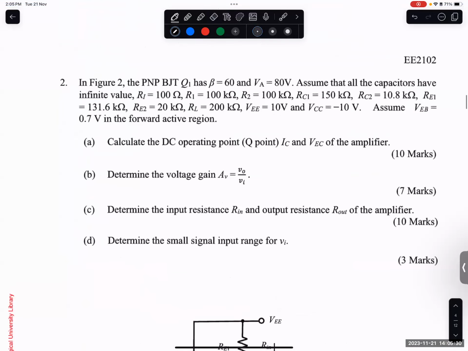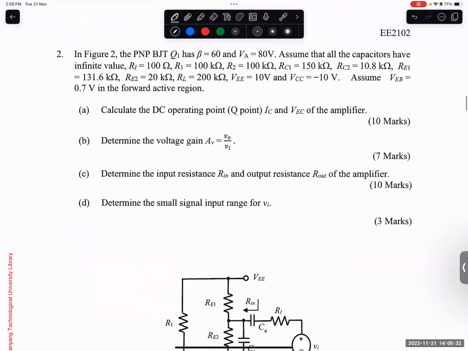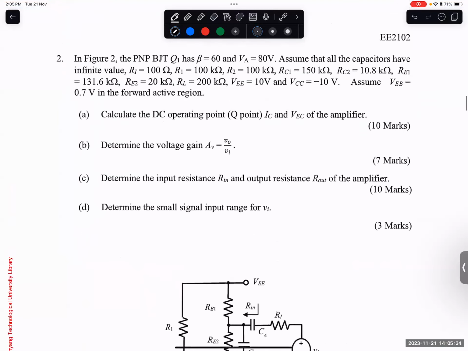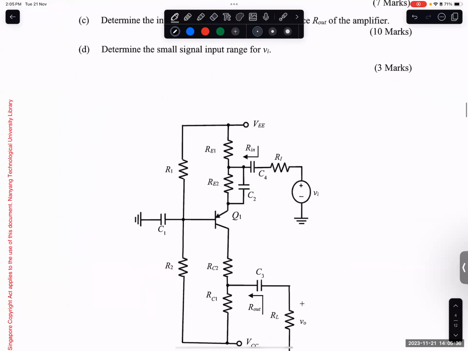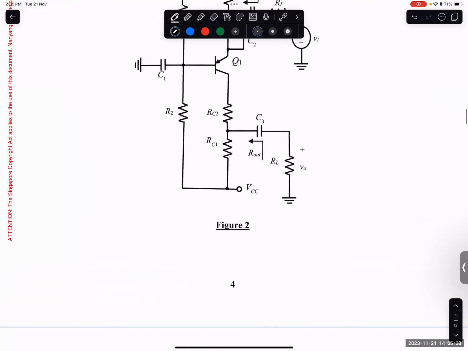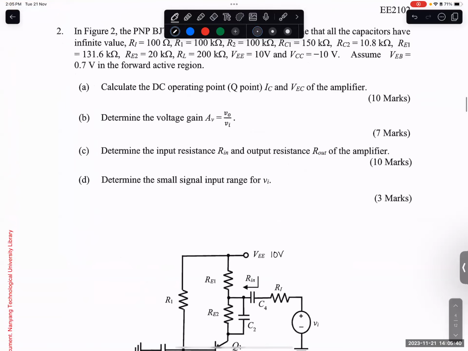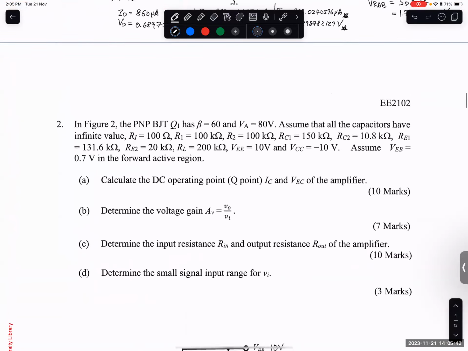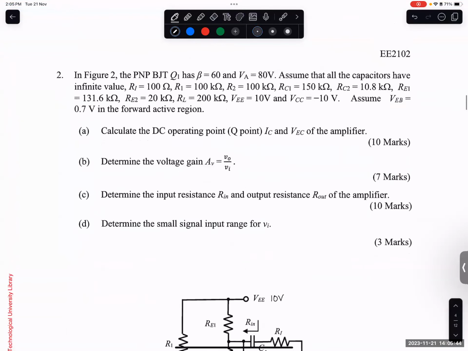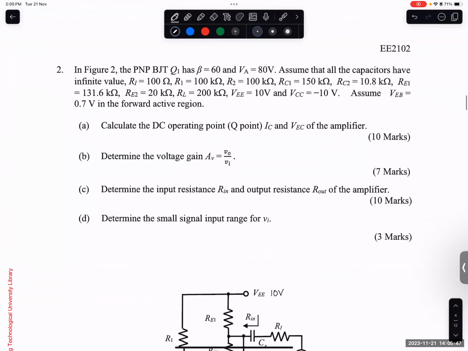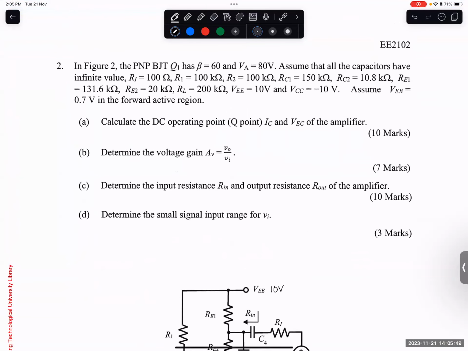Okay, ready or not? VEE is what? VEE is 10 volt. Here is negative. Is it 10? Yeah, 10. Okay, and minus 10. Okay, so everything else okay lah. Ready or not? You ready to do? How to do this question?